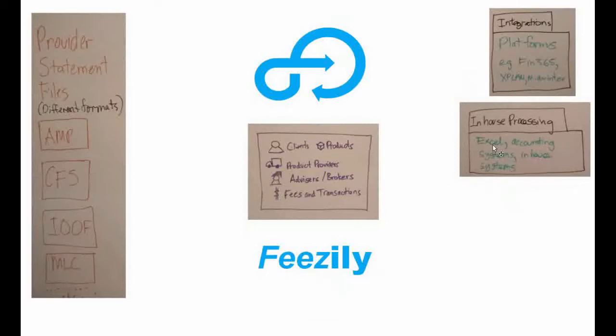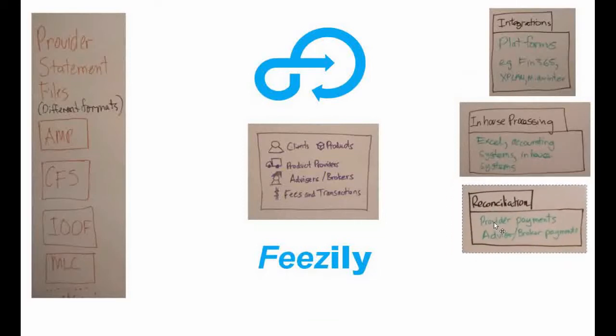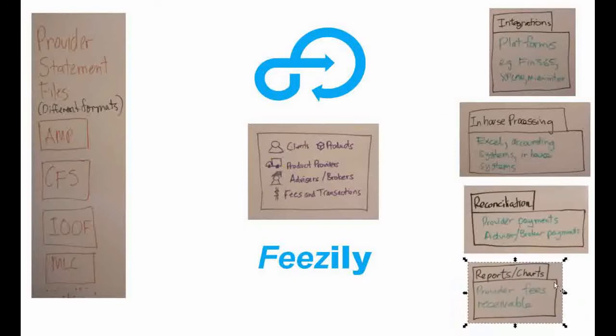You might have an accounting system you want to get data into. You might want to do some simple reconciliation of provider payments, reconciliation of advisor payments. We can do that as well. Or you might want to do some simple charting. Rather than do the charting in Excel, you can do the charting right in Feezily itself.